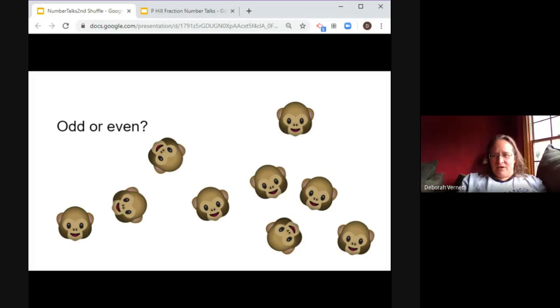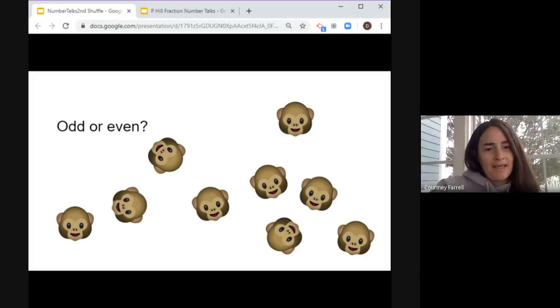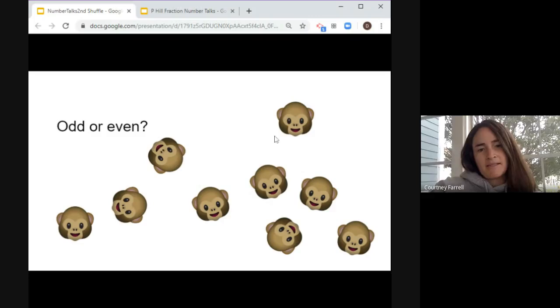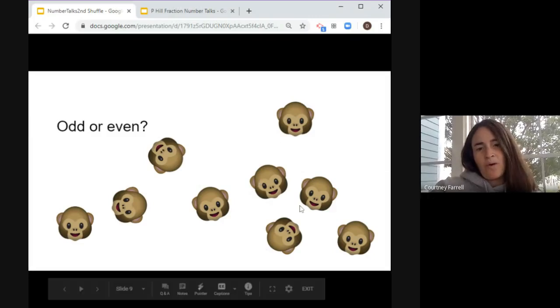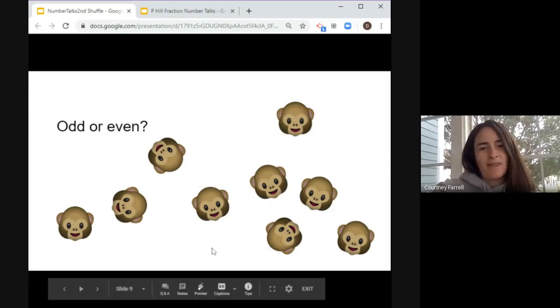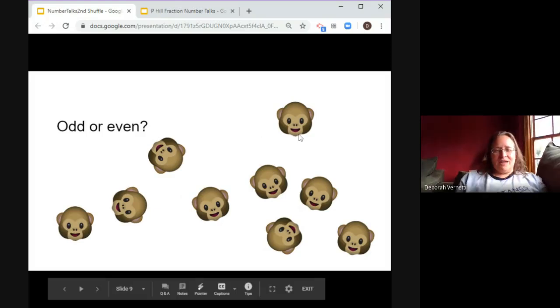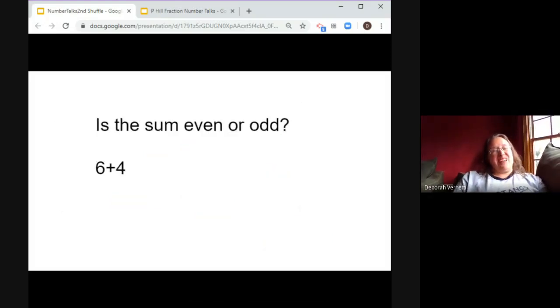How many monkeys are there? Well, I like to count by 2s. I'm going to count those pairs I had seen. So 2, 4, 6, 8, and then one more would give us 9. So I think there are 9 monkeys and that it is odd. Okay, nice job. Now we're going to move into actually just some numbers. You can imagine that these are monkeys or bananas or anything.